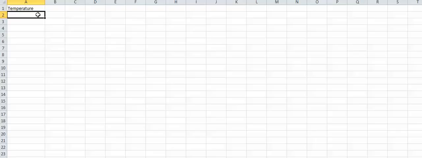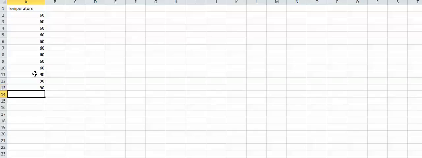Every person who is assigned to the 60-degree room would have a 60 entered. So if I'm assigning 10 people to the 60-degree room, they would all have a 60. Every person who was assigned to the 90-degree room would have a 90 in the spreadsheet. So if I'm assigning 10 people to the 90-degree room, they would have 90s entered.